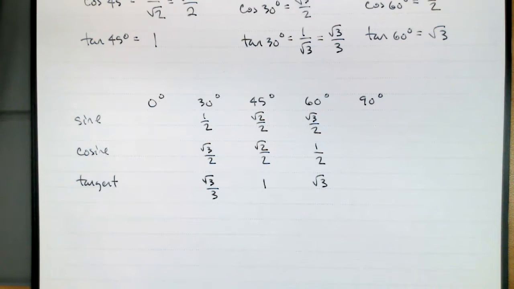So we want to learn these values. I think it's best to be organized and not organize it into the two different triangles, but organize it in order 30, 45, and 60. So I made a table of sine, cosine, and tangent for 0, 30, 45, 60, and 90.